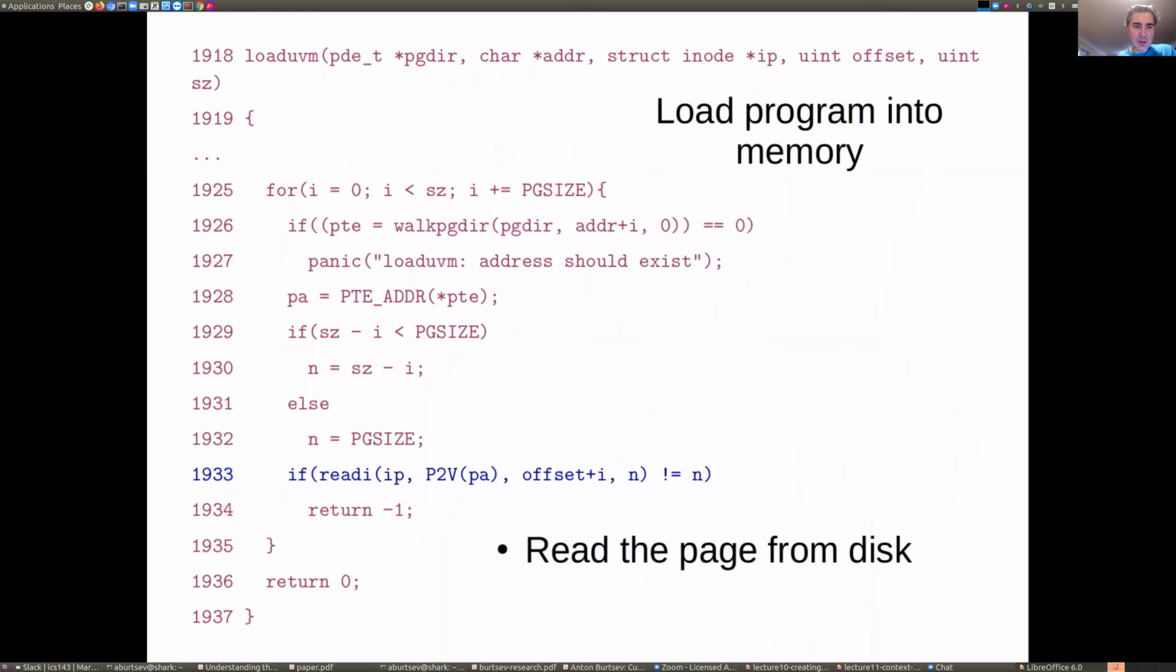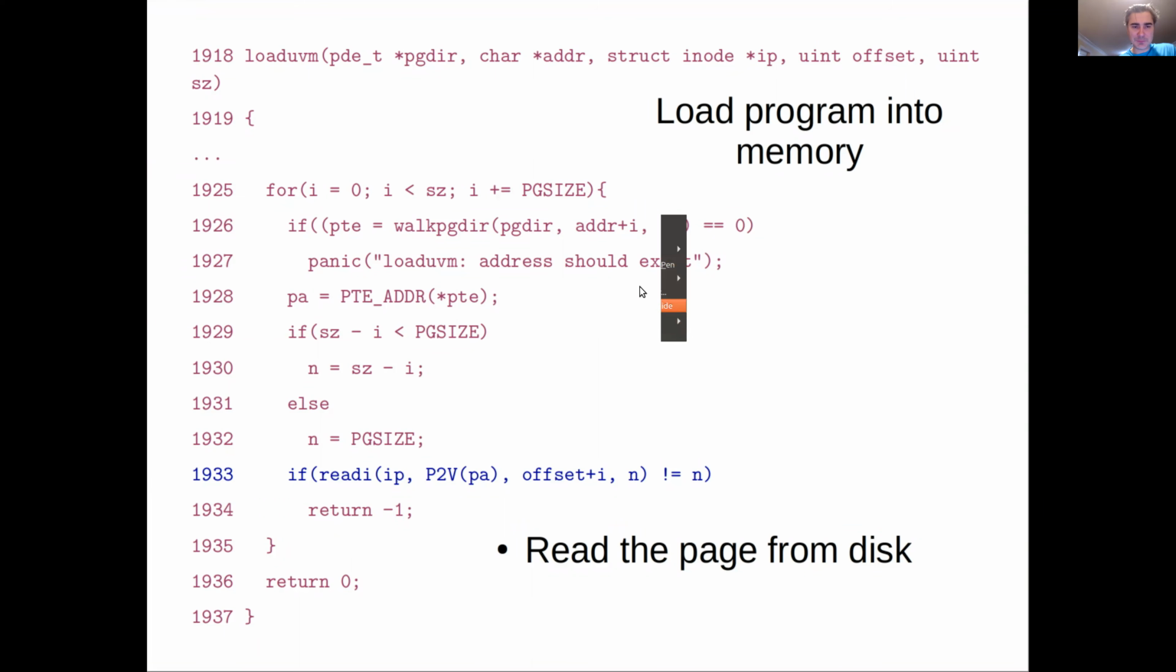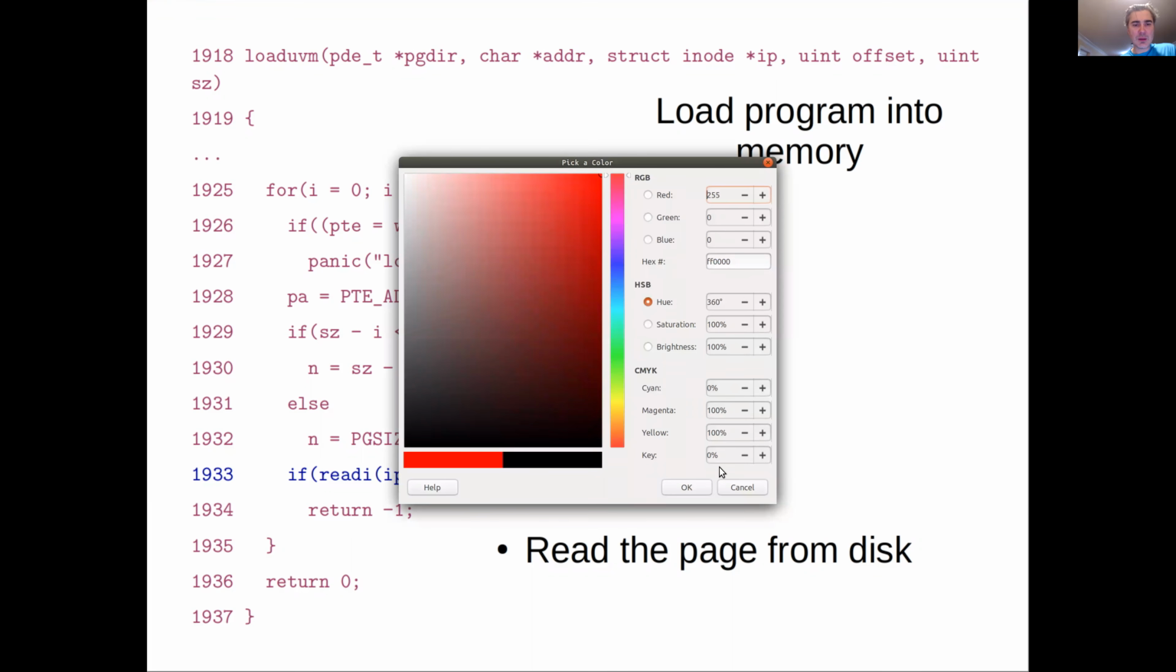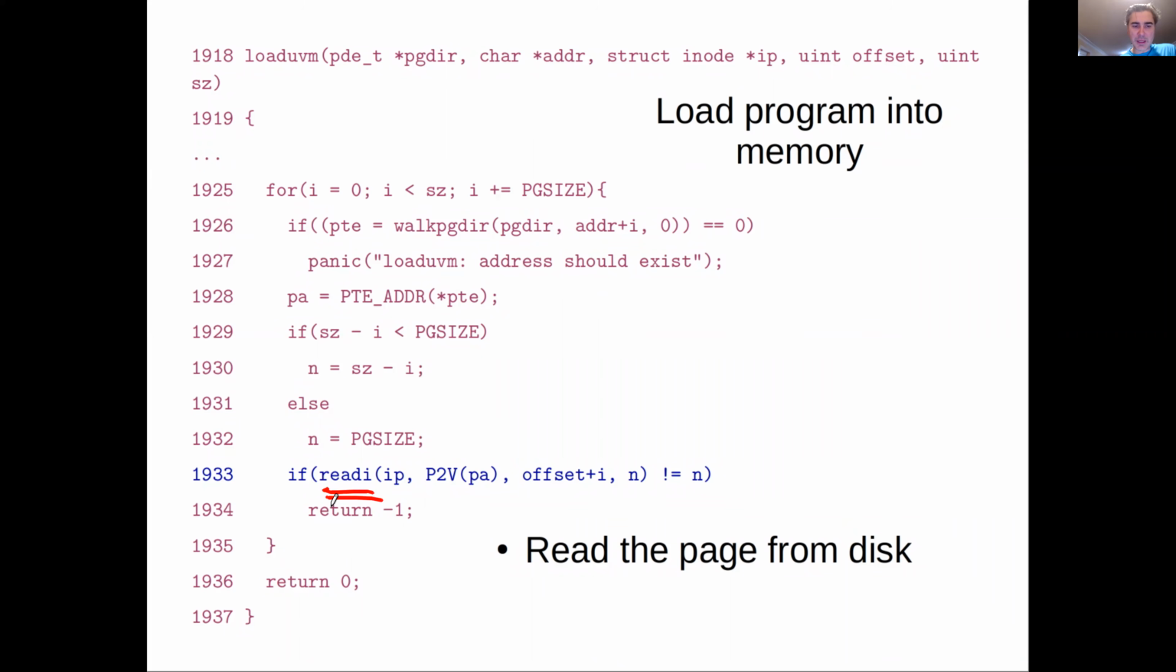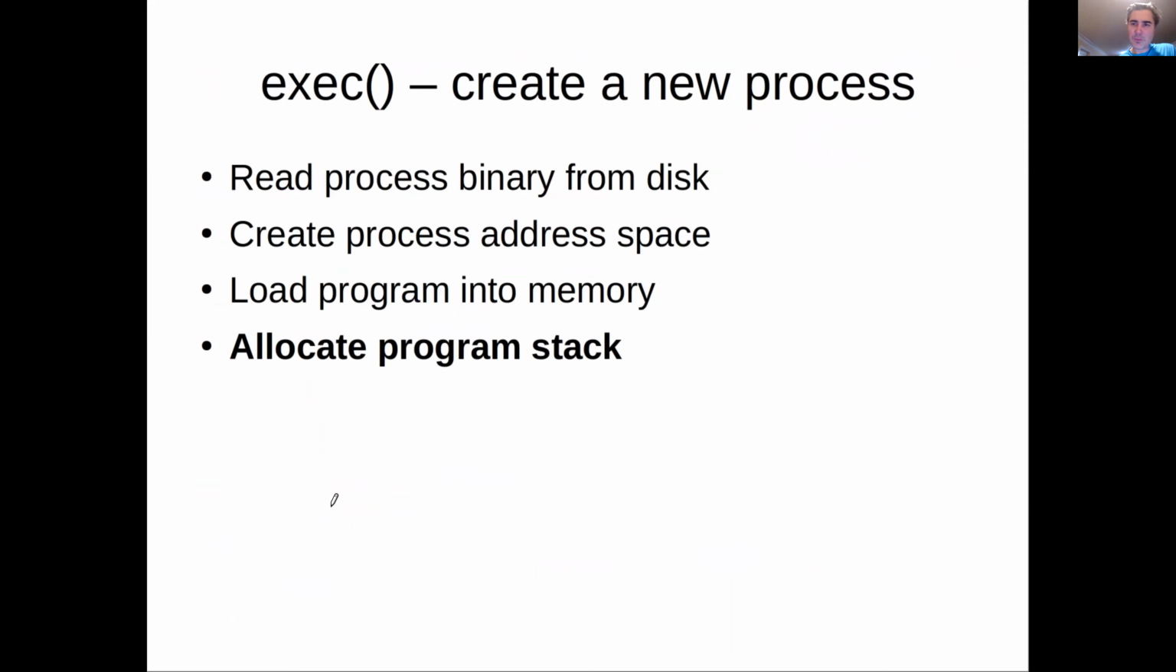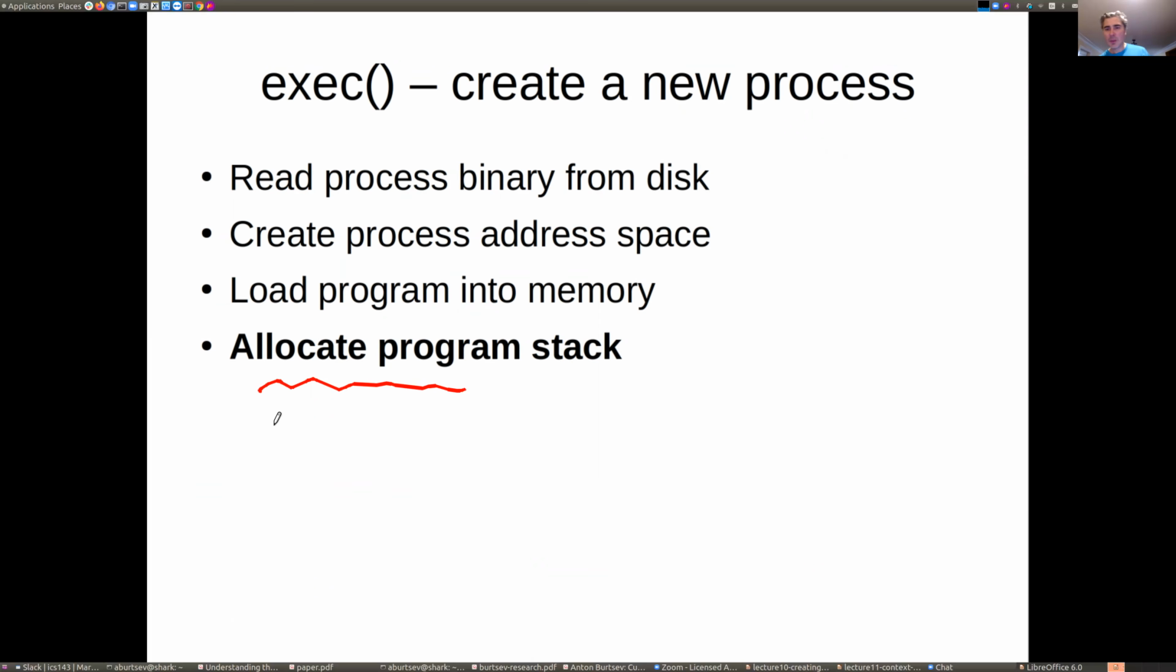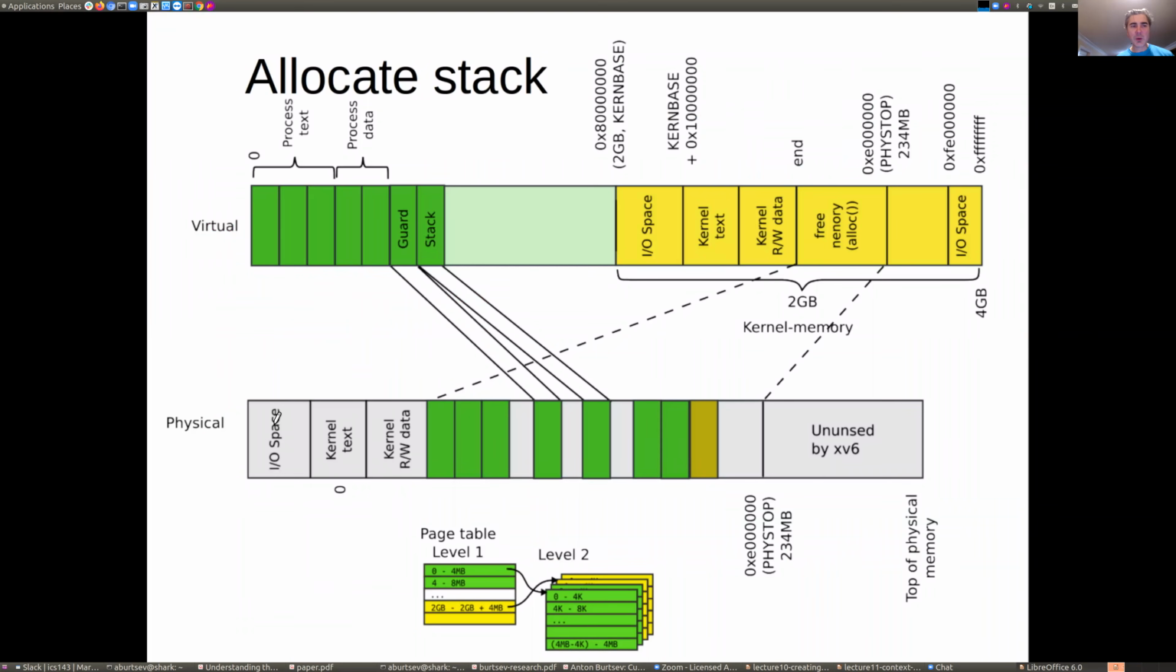Okay, good. Then we're approaching the end of this. Let me change color back to red. End of this function. So we did the readi, read the file into memory. Now we have the text section and the data section of a program in memory already. It's time to allocate the program stack because we're getting ready to run this new binary, which we just loaded in the address space. What we want to do, however, is introduce this idea of a guard page.